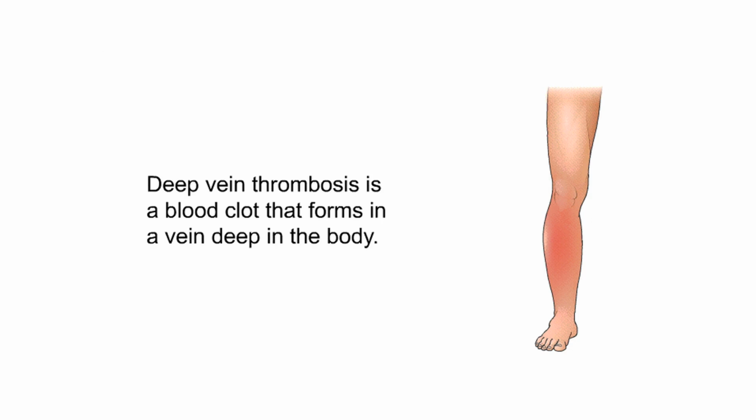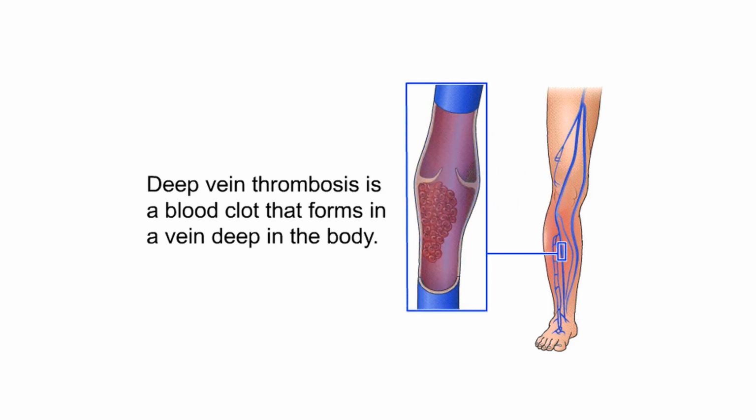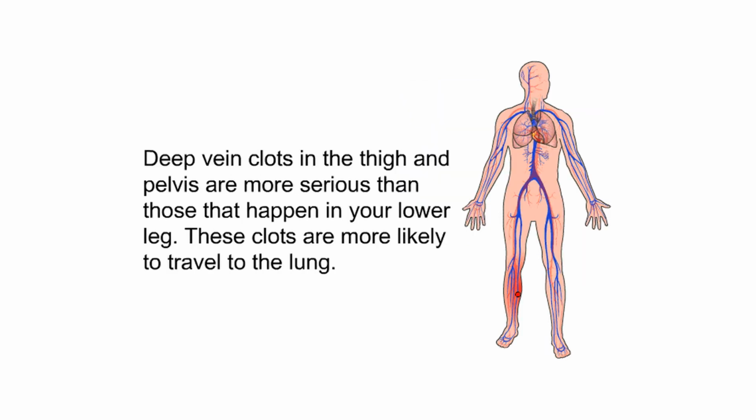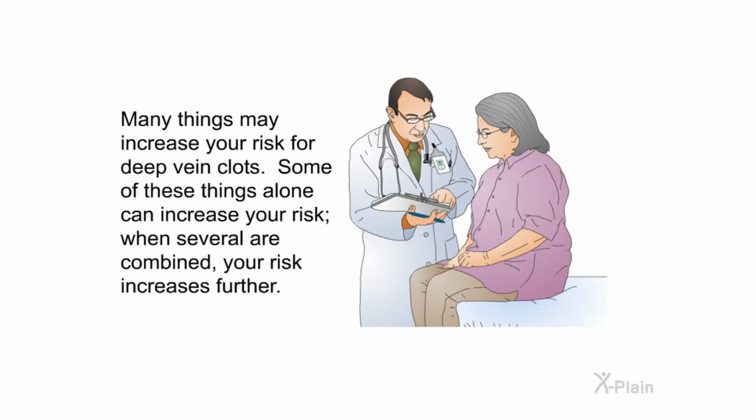Summary. Deep vein thrombosis is a blood clot that forms in a vein deep in the body. Deep vein clots in the thigh and pelvis are more serious than those that happen in your lower leg. These clots are more likely to travel to the lung. Many things may increase your risk for deep vein clots. Some of these things alone can increase your risk. When several are combined, your risk increases further.